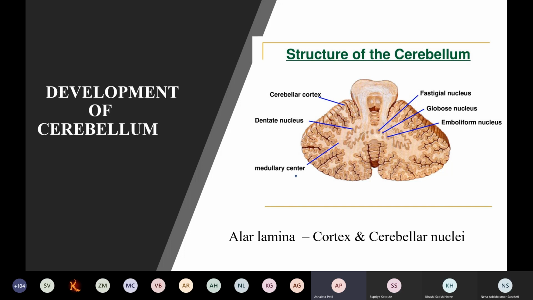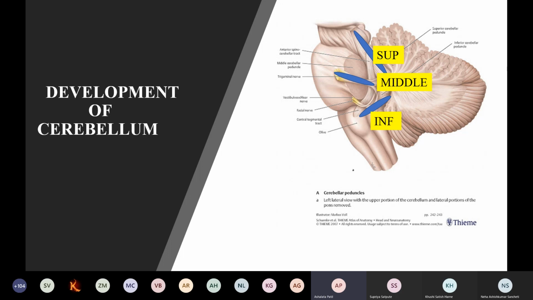Four nuclei are there: the emboliformis, fastigial nucleus, globosus, and the dentate nucleus. All these are again derivatives of the alar lamina of the metencephalon. And the white matter, that is the axons of these nuclei, will traverse. There are afferent and efferent fibers coming to this cerebellum. So these form the peduncles.